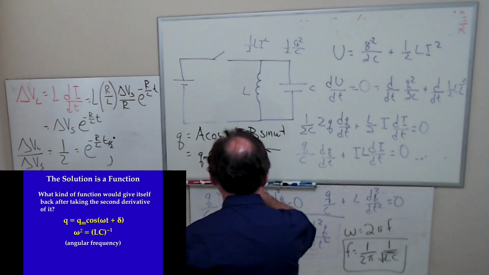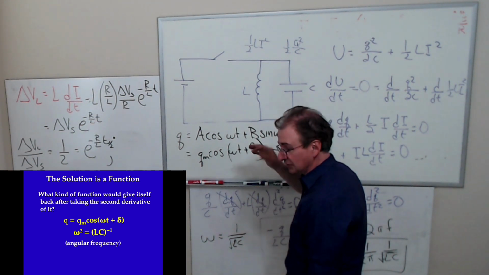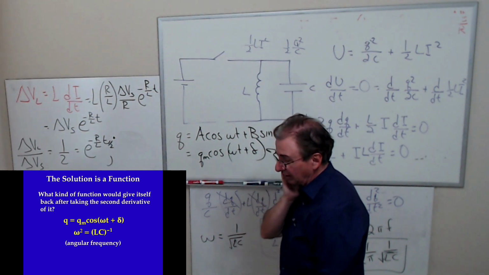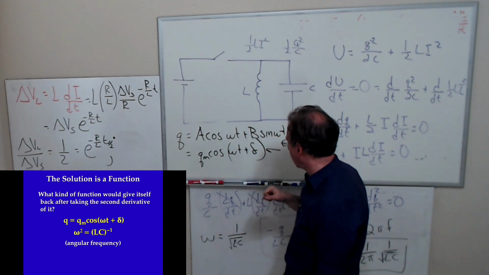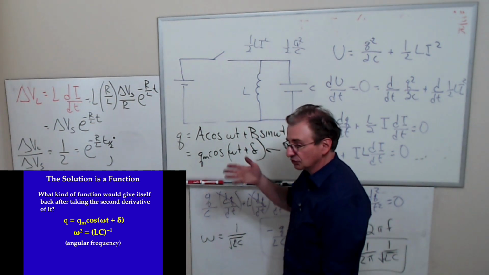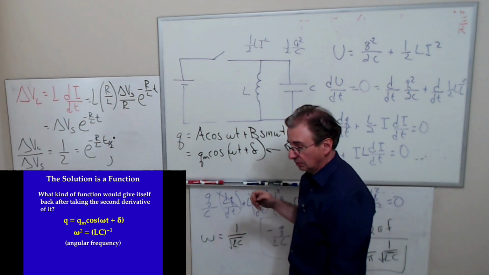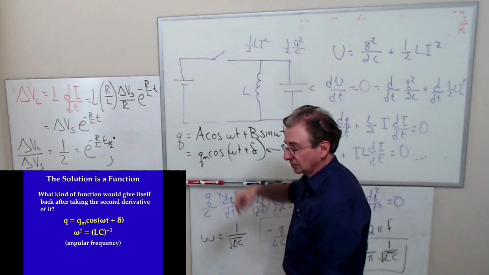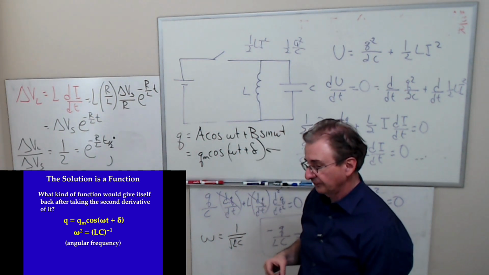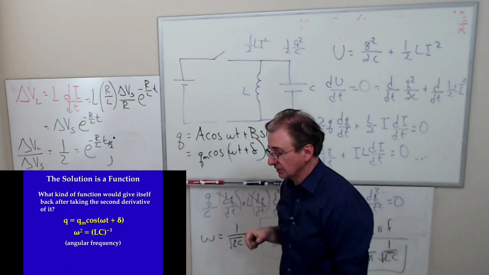So notice Q varies sinusoidally with time. What if we had a resistor? What if this had resistance in it? What would happen in the non-ideal case? Well, in the non-ideal case, if we had resistance, energy would be lost as the energy is oscillating between the two. And so instead of an oscillating function, you'll have a decaying oscillating function. And how much it oscillates is going to depend on how big the resistance is.